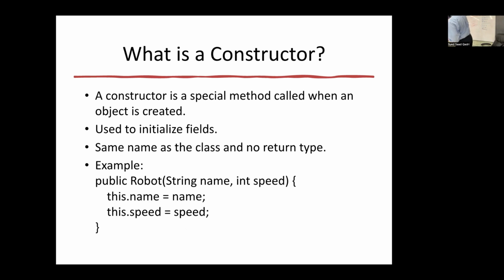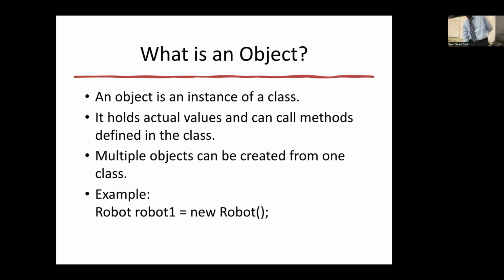And a constructor has the same name as the name of the class. So let's say the constructor is robot. It takes two parameters, name and speed. Now here comes a confusion. What are the names of the parameters? Name and speed, right? Now let me go a few slides up.